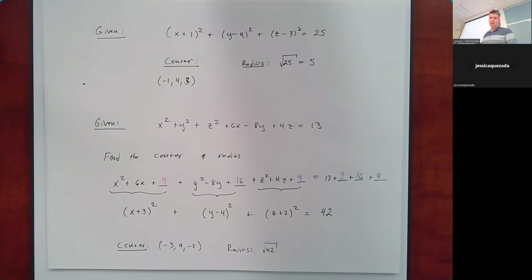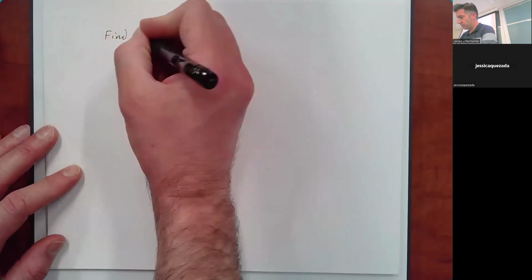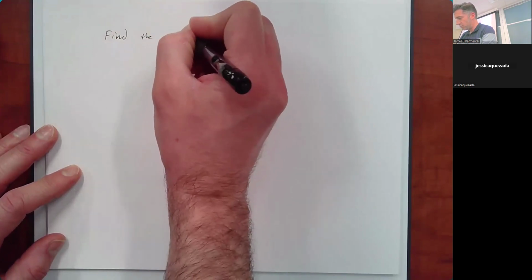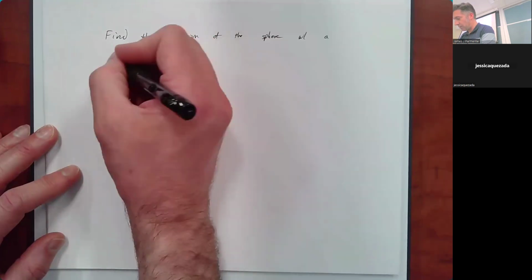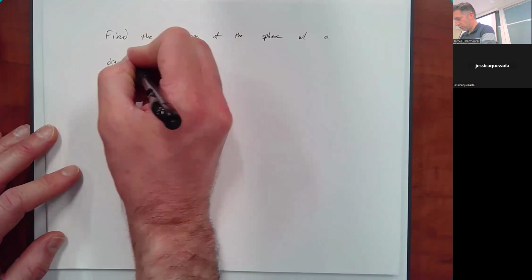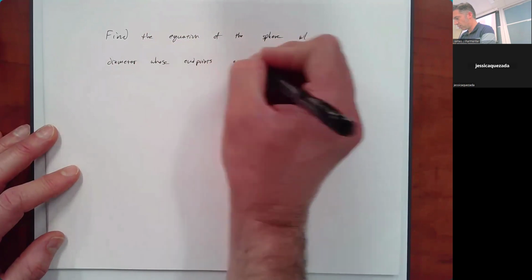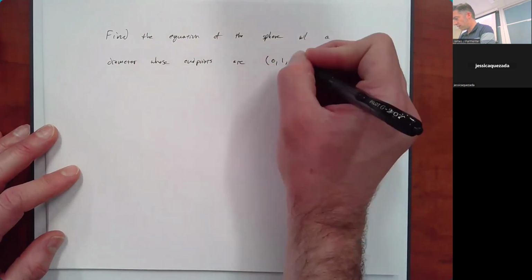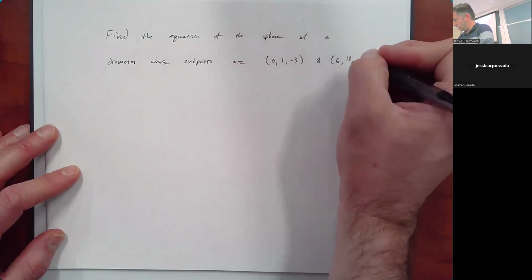Yeah. And I imagine you talked about the midpoint in class as well. Sure, we can do one more sphere. Let's talk about one more sphere. Let's say we wanted to find the equation of the sphere with a diameter whose endpoints are 0, 1, negative 3, and 6, 11, and 5.